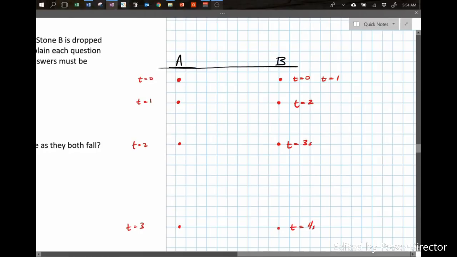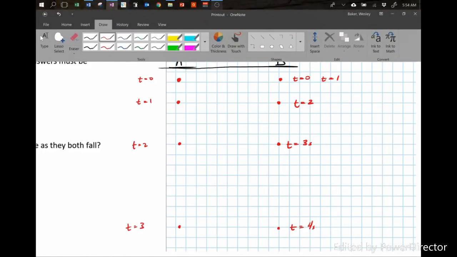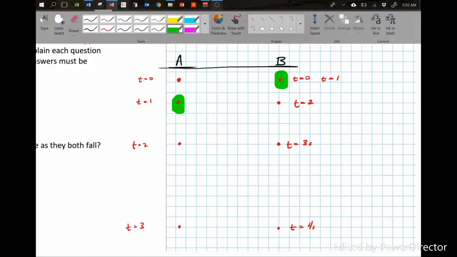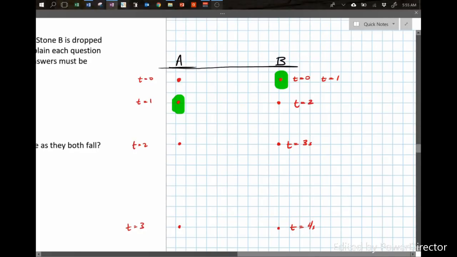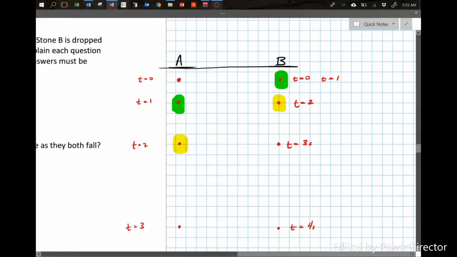So ball B is always 1 second behind ball A. The best way to look at what's going on is to compare where the balls are at the same time. At 1 second, each ball is at that little green highlighter spot. At 2 seconds, each ball is at the yellow highlighter spot. At 3 seconds, each ball is at the blue highlighter spot. That pattern's going to continue. Now, hopefully you can kind of see what's going on.